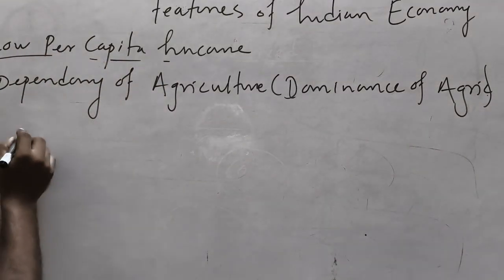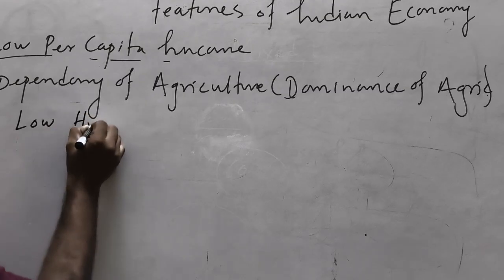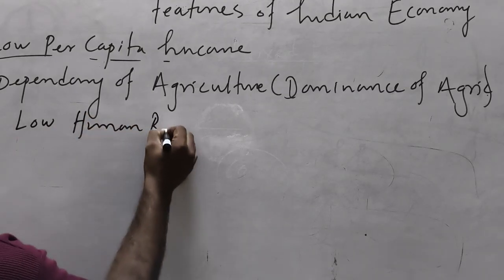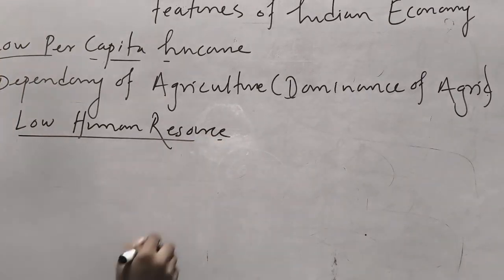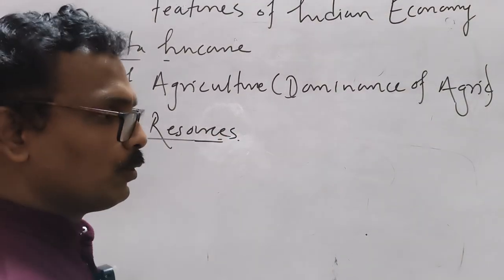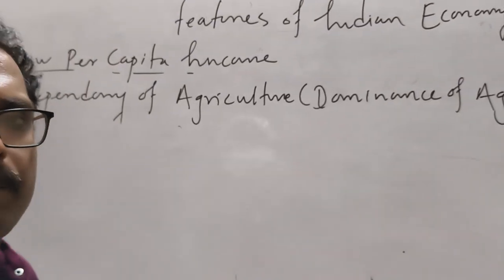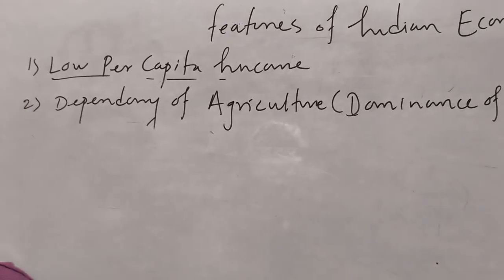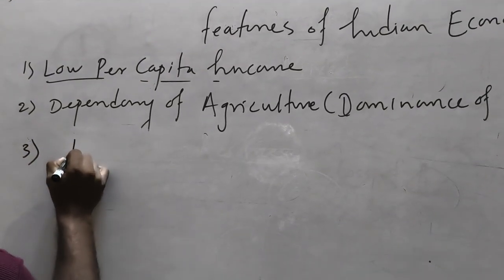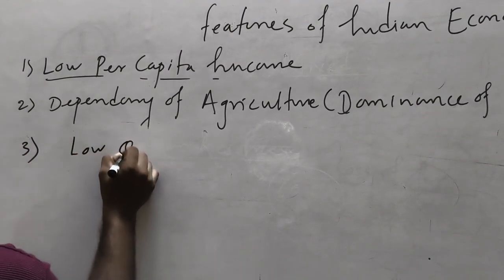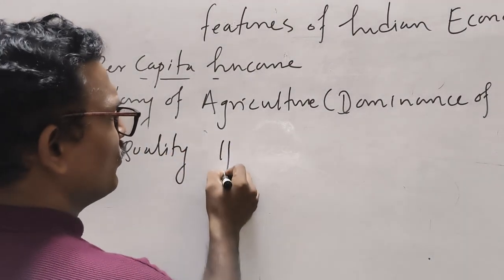The next feature is low human resources. Low human resources. So the third feature of our country's economy is low quality human resources.